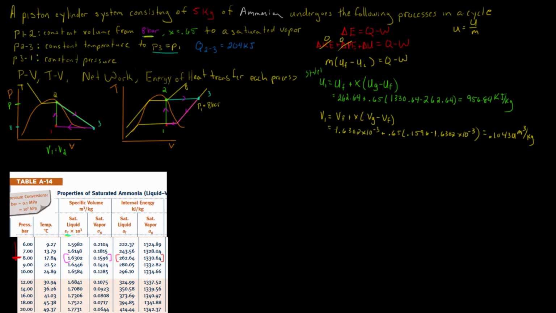Now, we know that V2 is going to be equal to V1. So V2 is equal to V1. And we want to go to the specific volume of the saturated vapor, and we're going to work our way down until we see where our volume is. And it looks like it's going to happen between these two values right here, so somewhere between 12 and 14 bar. And that makes sense because if you look at this, our pressure goes up.